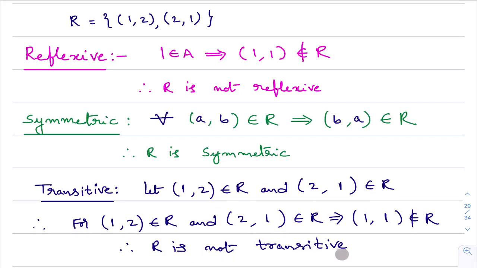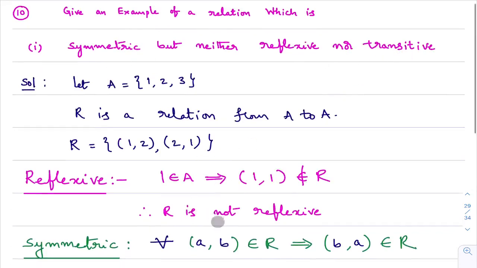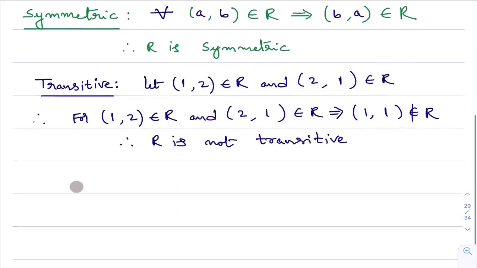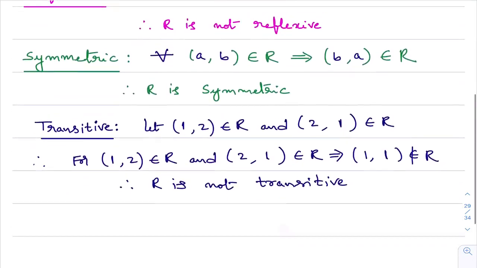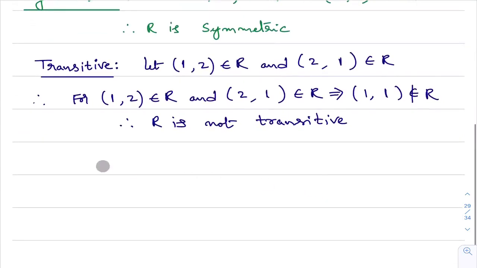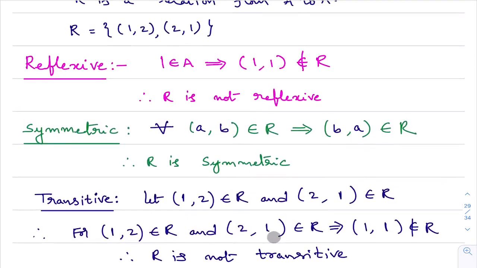See, when it is not transitive, I have given an example. So this relation is not reflexive, not transitive, but it is symmetric. So this is the best example. What they are asking in this is to give an example which is symmetric but neither reflexive nor transitive. So finally, what I will conclude, I will write here: therefore R is symmetric but not reflexive, not transitive. I have not written it here, you please write. Therefore R is symmetric but not reflexive, not transitive.